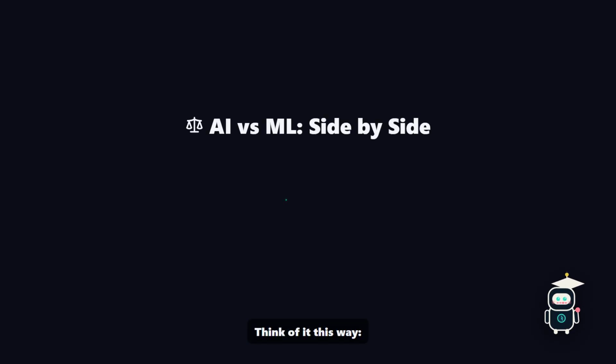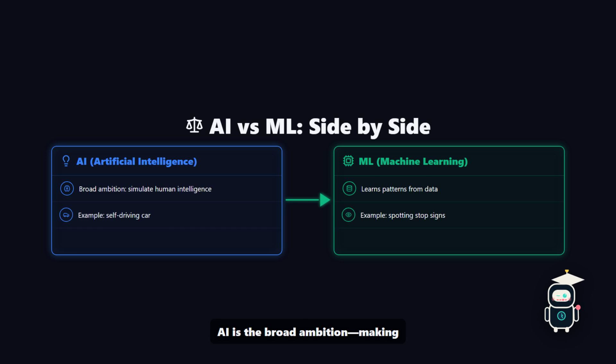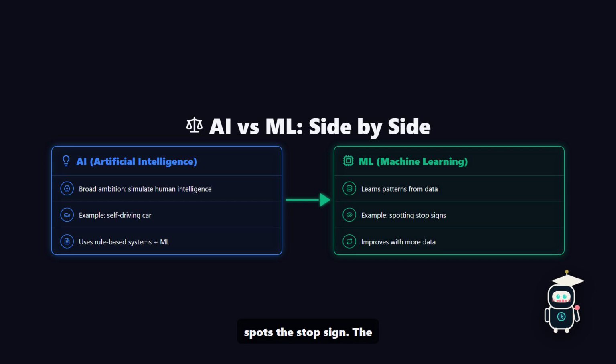Think of it this way. AI is the broad ambition, making a car drive itself. ML is the method that actually spots the stop sign. The self-driving car uses both machine learning for seeing objects and symbolic AI rules for obeying traffic laws.